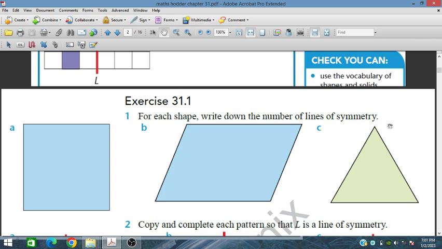And here, because it's an equilateral triangle, if we fold across this line of symmetry, or if we fold across this line of symmetry, there are three lines of symmetry: this one, this one, and this one. So there are three lines of symmetry.